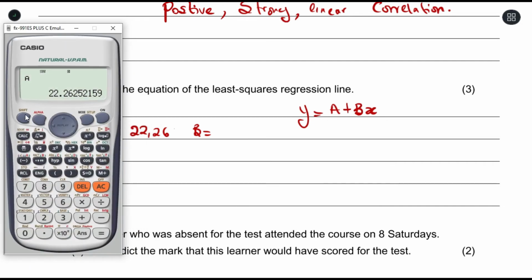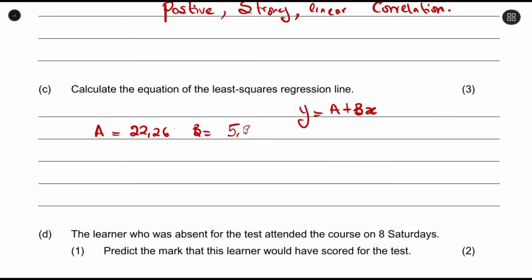We're going to go back again for B, Shift, Start, Reg 2. So B is 5.898. So writing it properly, it is Y is equals to 22.26 plus 5.9x. Okay, so this would be your equation of your least square regression line.